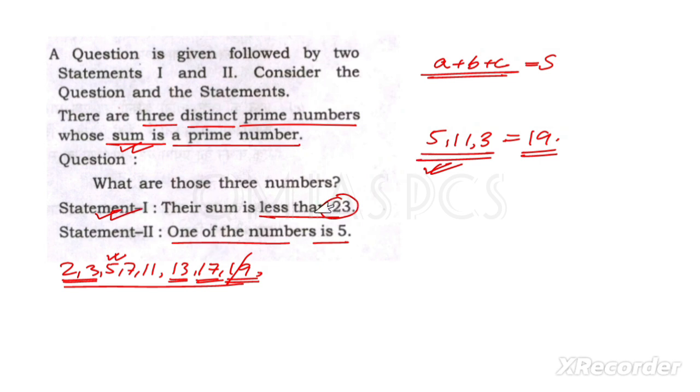But from statement 2, one of the numbers is 5 and for the rest two numbers there is no limitation, so many prime numbers can be possible here. There are many possibilities here. Are you getting my point? So from statement 2, we can't answer. We need a limitation.